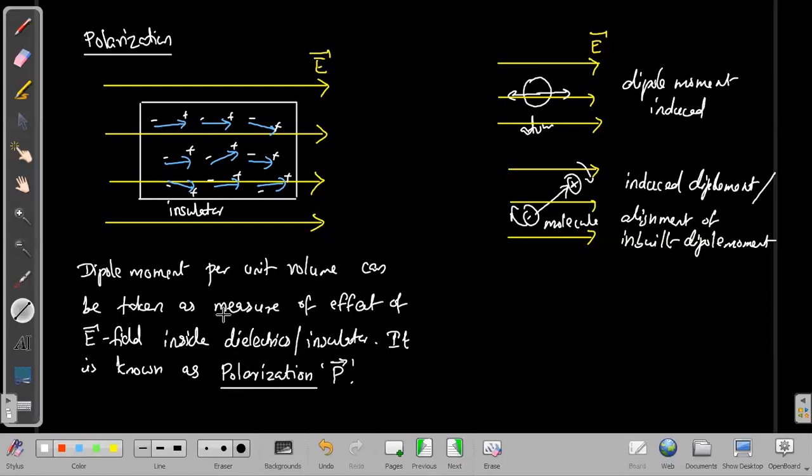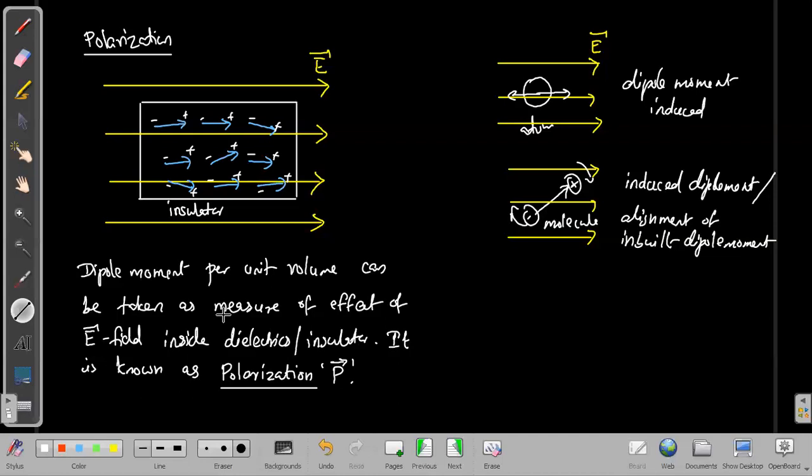So polarization is a measure of the effect of the electric field inside the dielectric. The more the polarization, the more the effect. If a lesser amount of polarization is induced, then the effect is lesser. So we can characterize the response of an insulator material to the external electric field by a simple definition called polarization.